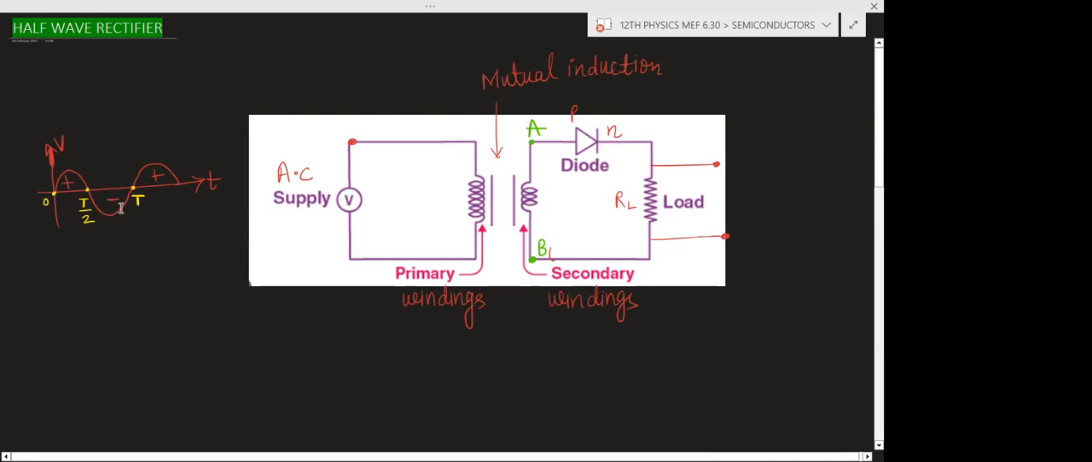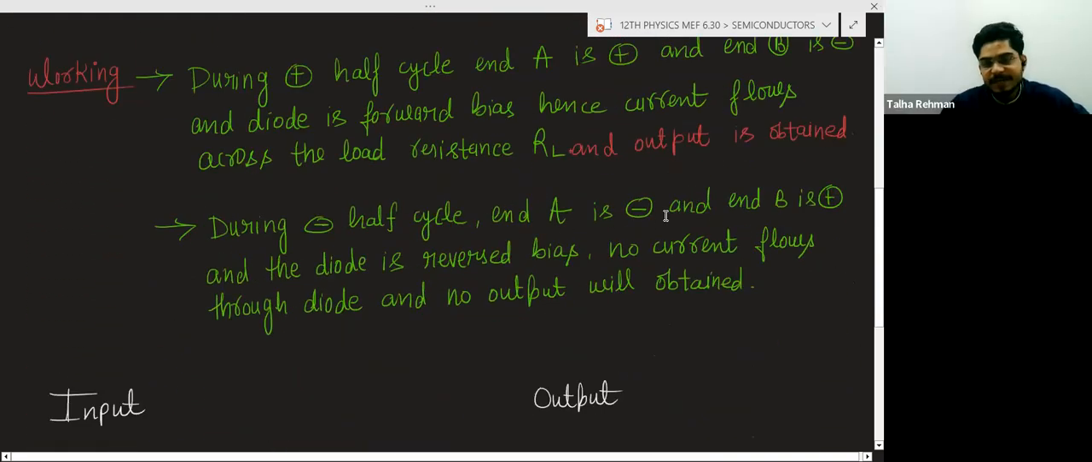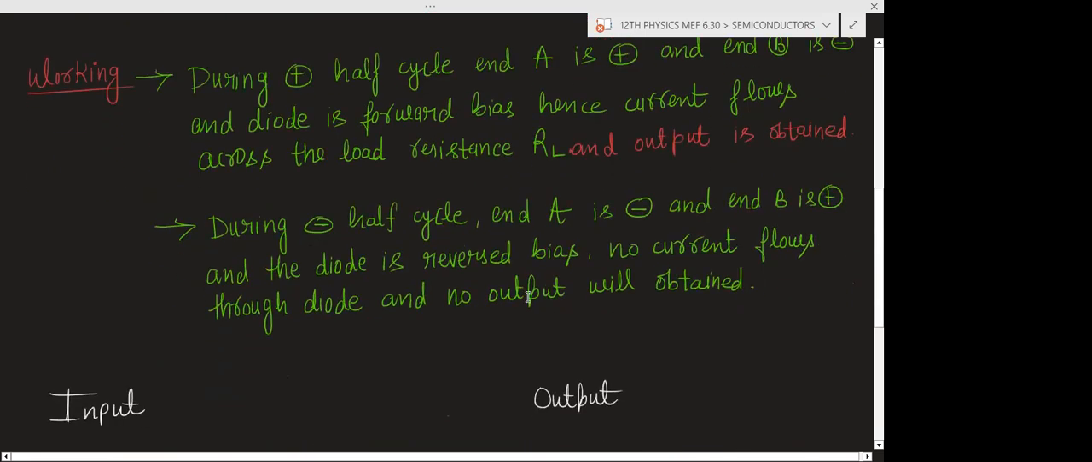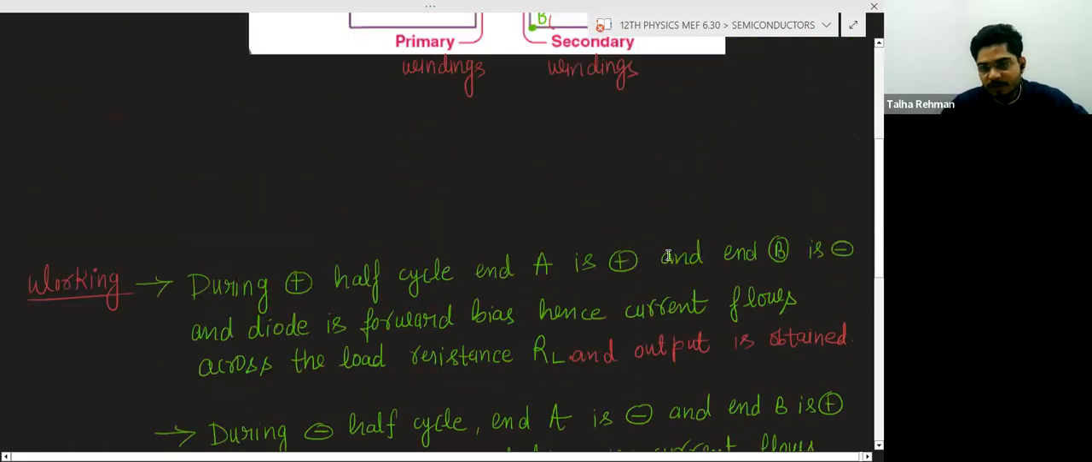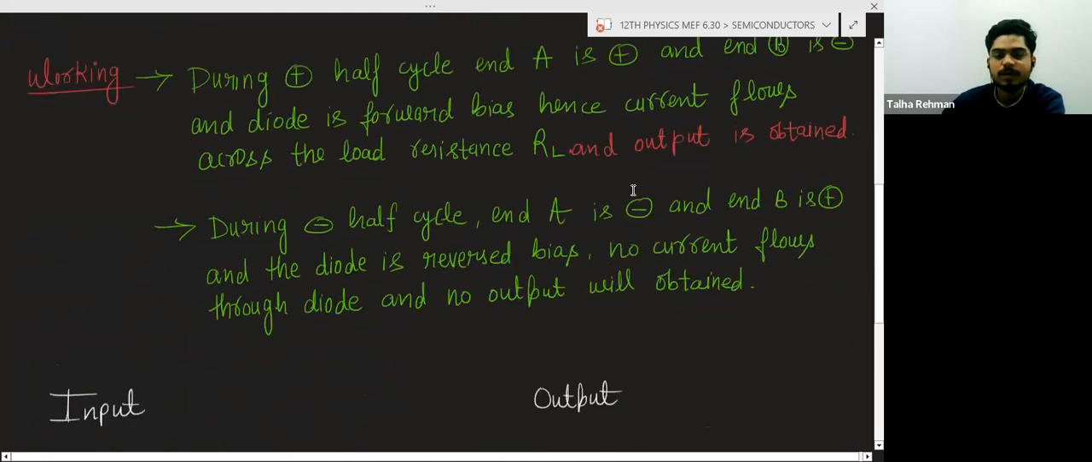So during the negative half cycle, A is negative and B is positive, and the diode is reverse biased. No current will flow through the diode, no current will flow through the load, and no output will be obtained.